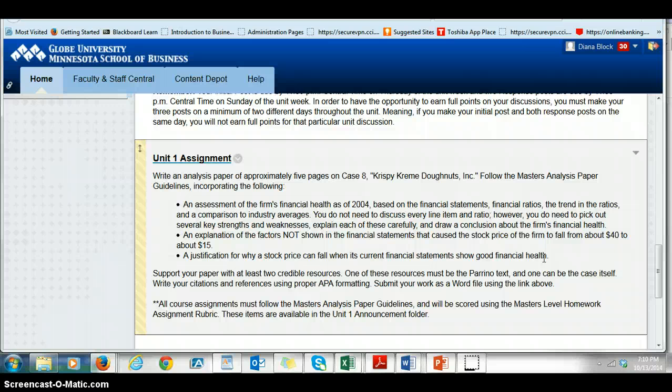You're going to use at least 2 credible sources. One of them needs to be your textbook. You're going to give great citations using APA formatting, and if you have any questions about that, of course, just email me and we can talk about it. So this is the week 1 assignment. This is our break the ice assignment getting started.